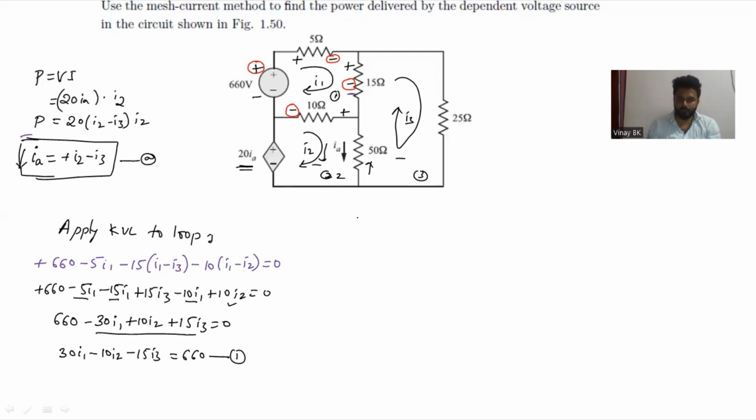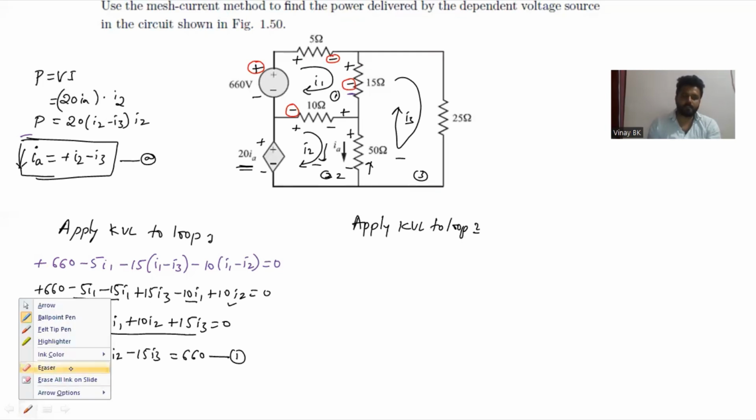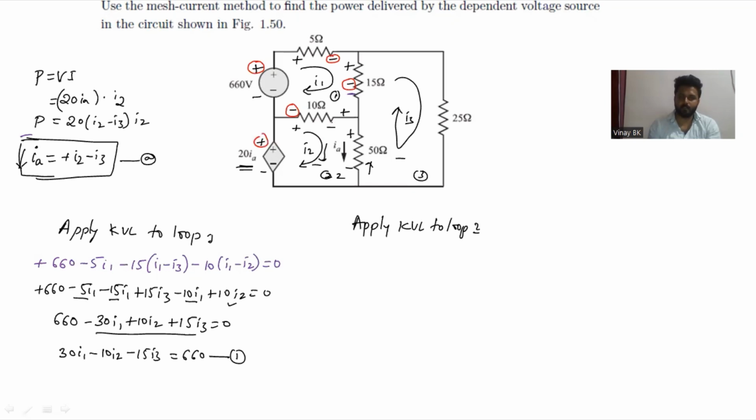Similarly, apply KVL to loop 2. This is loop 2 now. So now mark the polarity. Before that, you already have the voltage source, that is minus and plus. So here this is plus and minus, plus and minus. Once you mark the polarities based on the direction of the loop, mark the second polarity. Clockwise direction plus, clockwise minus, clockwise minus.